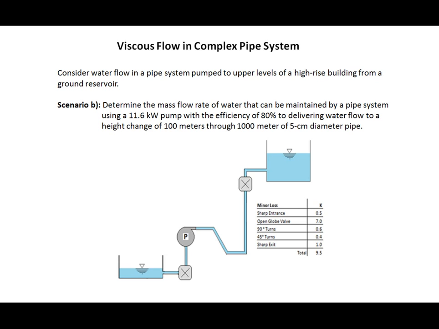To show this, let's consider scenario B. Here we want to determine the mass flow rate of water that can be maintained by a pipe system using an 11.6 kilowatt pump with the efficiency of 80% to deliver water flow to a height change of 100 meters through 1000 meters of 5 centimeter diameter pipe.